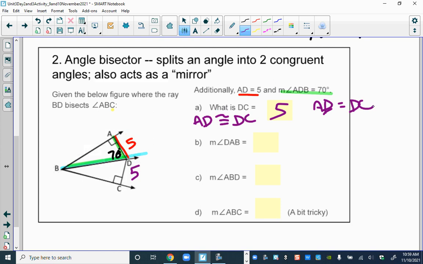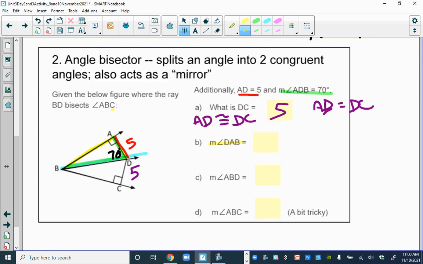Okay, angle DAB. Look where we're starting. We start at D. Now D tells us to go where? B to A. And then from A, where do we go?